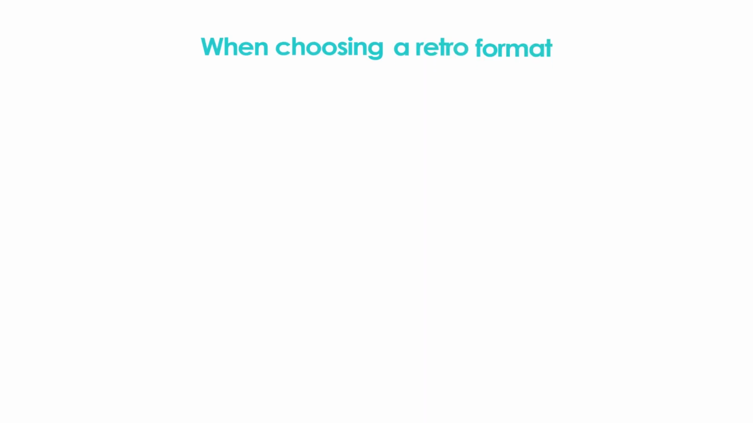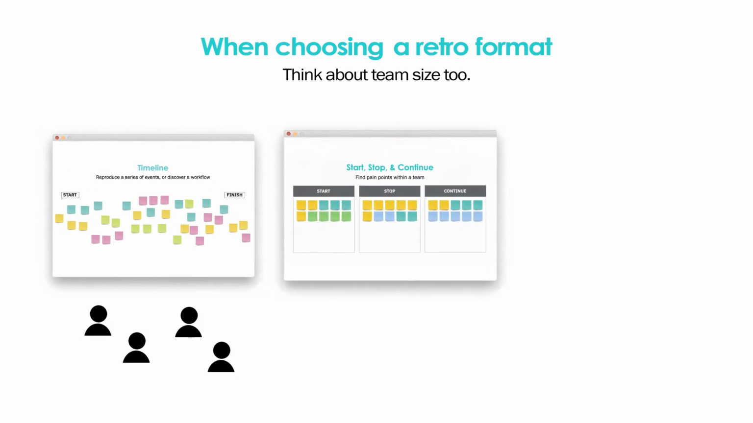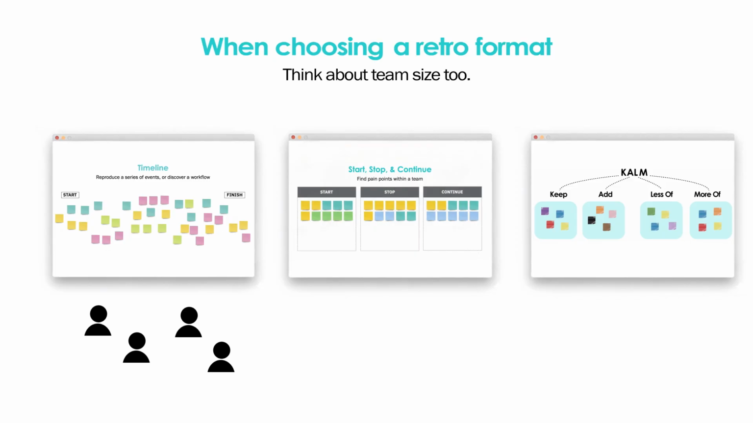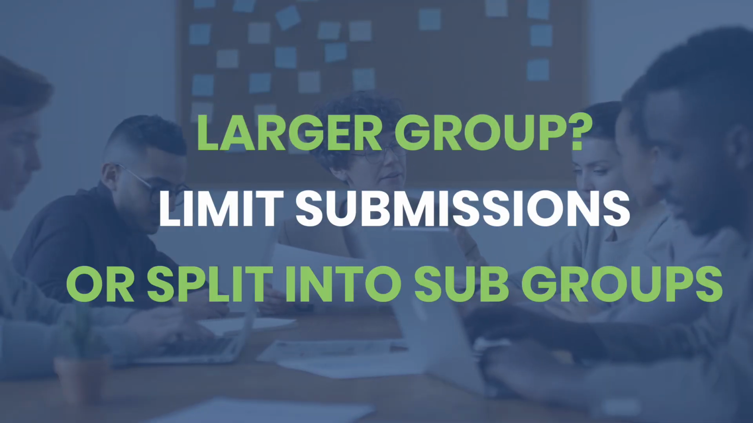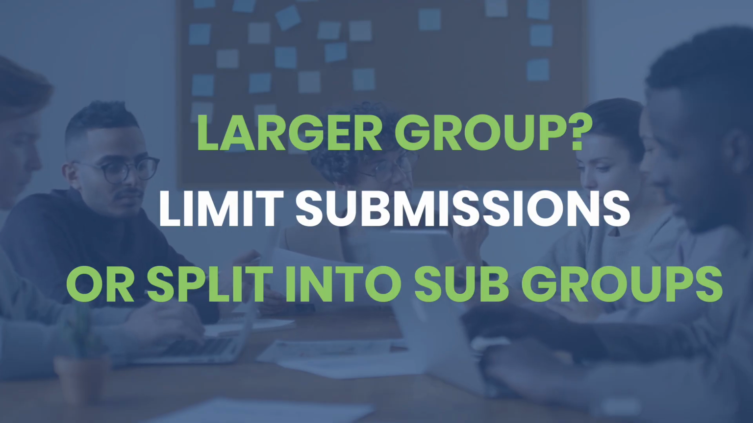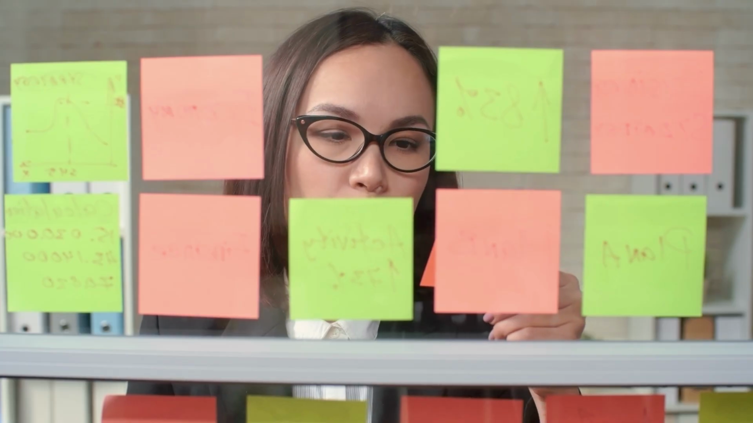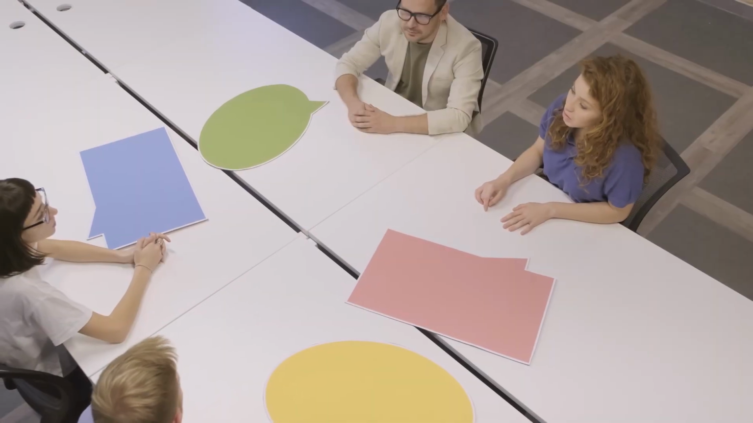Format choice also depends on how many people are in the room. Timeline activities work best with smaller groups. Start, stop, continue, and KALM scale well for larger teams. If you're working with a large group, set a limit on submissions per person, or split into smaller breakouts to keep the energy focused. With larger teams, you'll naturally see significant overlap in responses, which makes prioritization easier.